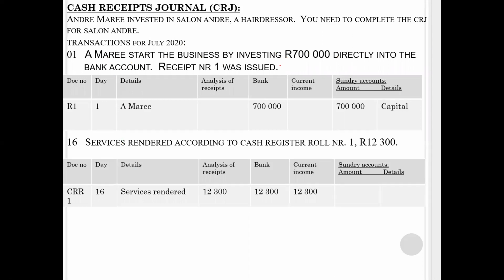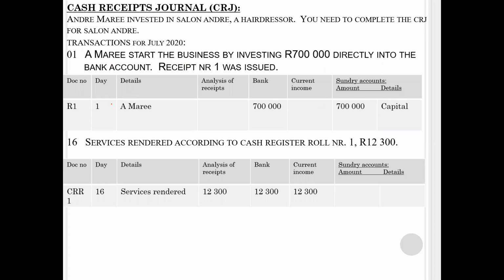Before we look at how it is going to be written in, let us see what information we have in the transaction. We have the date, the first. We have a name, A. Maria. We have the amount, 700,000. It was invested, so it's capital, and it was directly deposited into the bank account. So it means the amount must go directly to bank. And we've got the source document, receipt number 1.